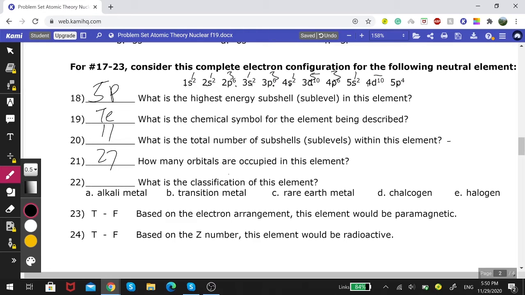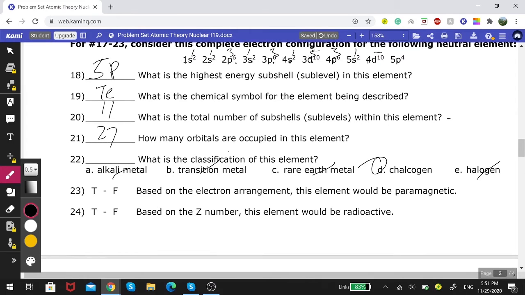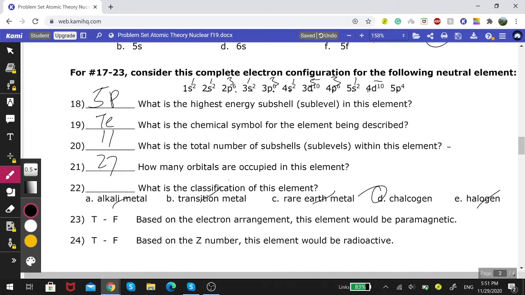Now, what is the classification? 5p4 is going to be a non-metal. It's not a metal, so all three of these are gone, and it's not a halogen, so it's a chalcogen. We didn't really learn that in class yet, but now I know. Process of elimination. Based on the electron arrangement, the element will be paramagnetic. Paramagnetic means there are unpaired electrons, and there are indeed unpaired electrons, so it's going to be true.